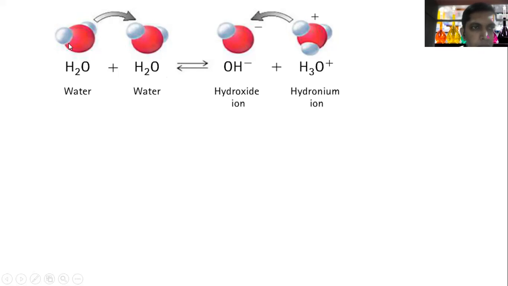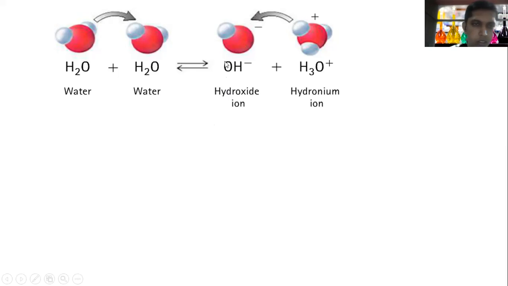And for this water molecule, which is acting as an acid, its conjugate base is this hydroxide ion. And for this hydroxide ion, which is acting as the base on the right hand side by accepting the proton from hydronium ion, the conjugate acid is this water molecule. So this particular reaction is representing the self-ionization of water.